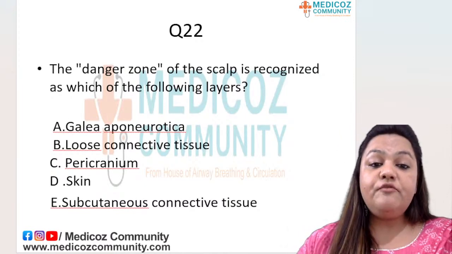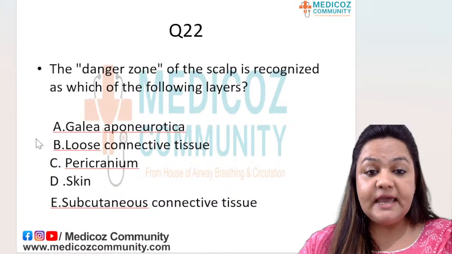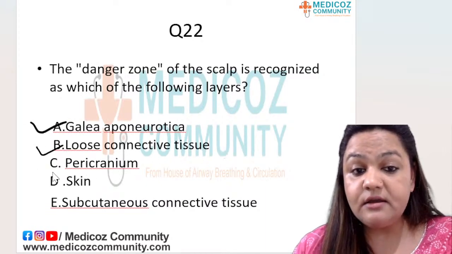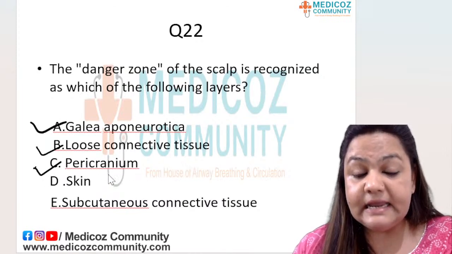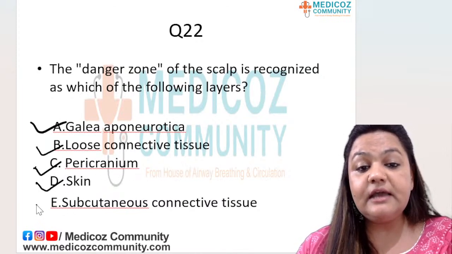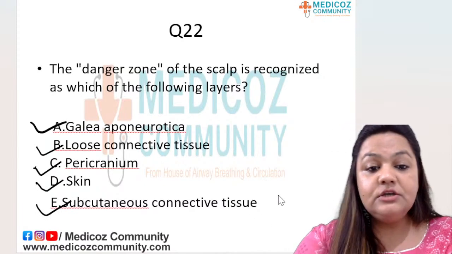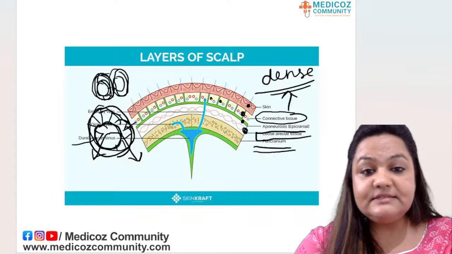So now we have the options here. Option A, galea aponeurotica. Option B, loose connective tissue layer. Option C, pericranium. Option D is skin, and option E is subcutaneous connective tissue layer. So again we will see this diagram here.